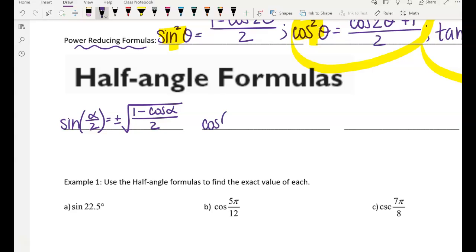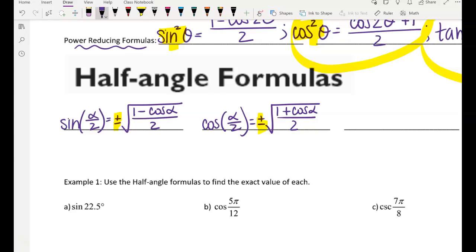And we're going to write down the half angle for cosine. Students, the proof will go the same exact way. 1 plus now cosine of alpha all over 2. Don't forget, it's very important to write the plus or minus in the front.